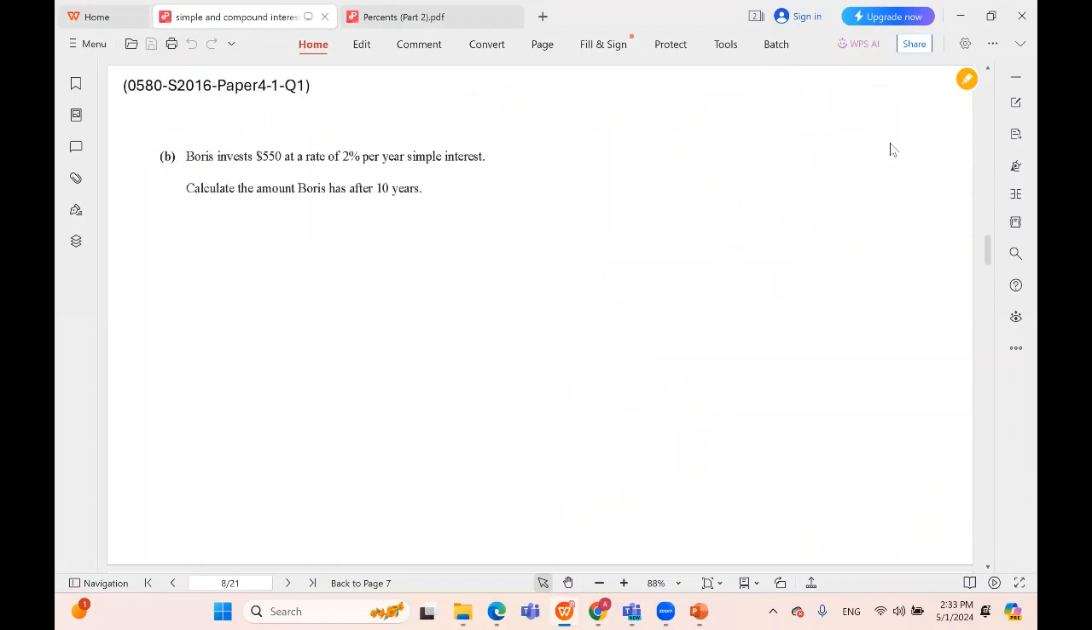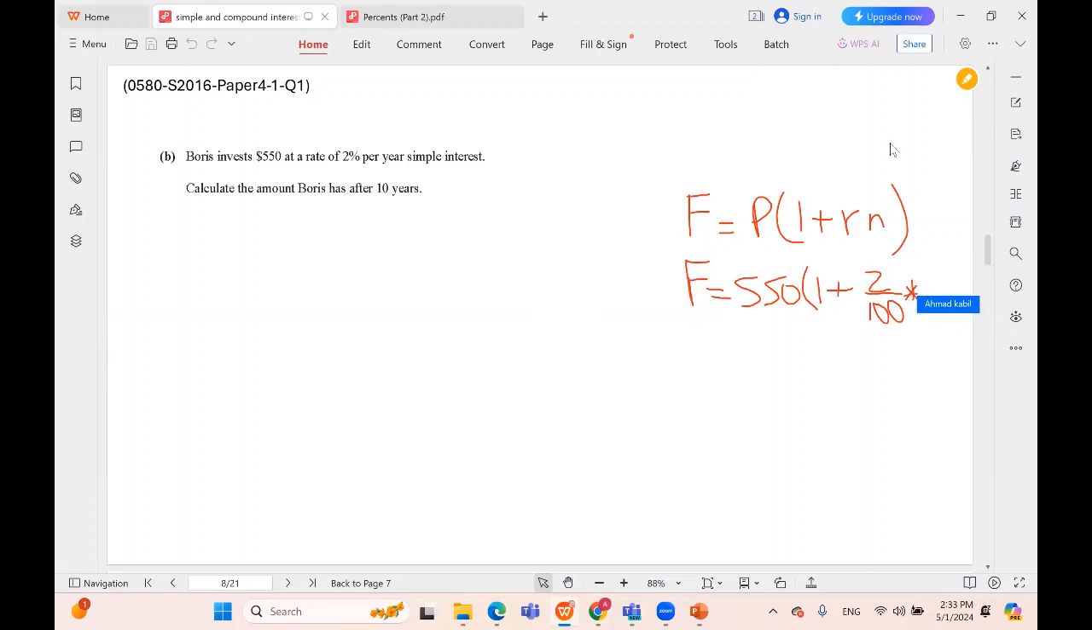Boris invests 550 at a rate of 2%. Calculate the amount Boris has after 10 years. So again, this is simple interest. So F equals P times 1 plus Rn. F is what we want. This is equal to P, which is 550, multiplied by 1 plus R, which is 2 over 100, multiplied by N, which is 10 years. So 2 over 100 times 10.